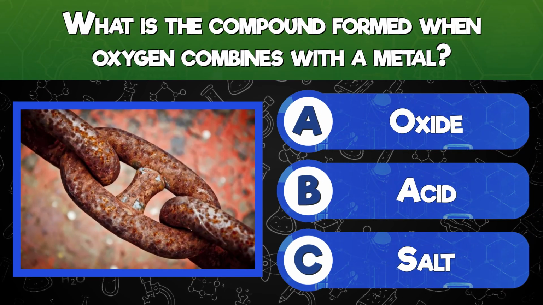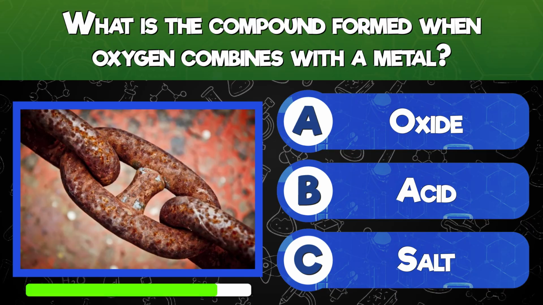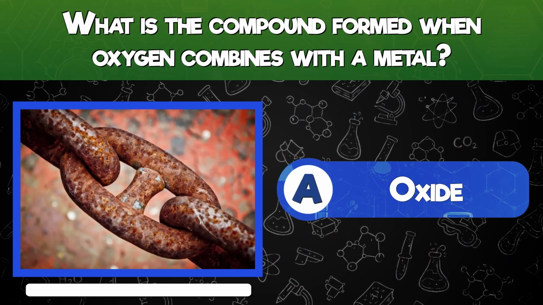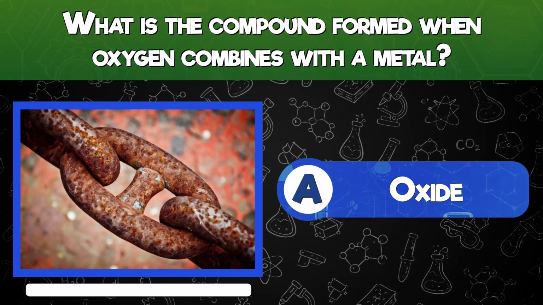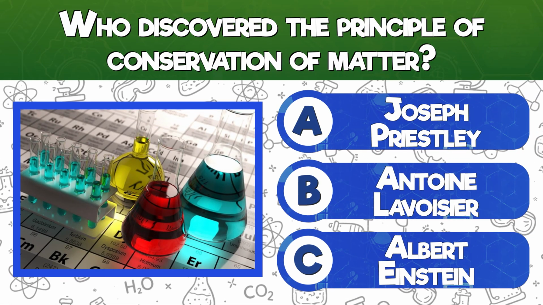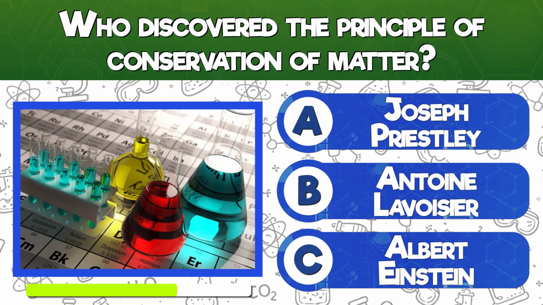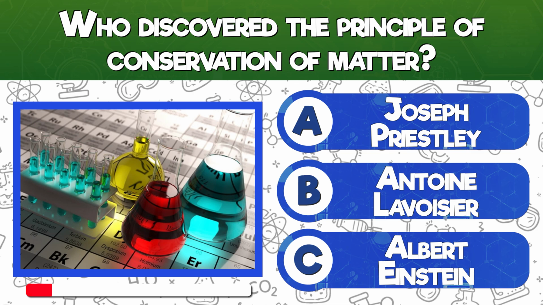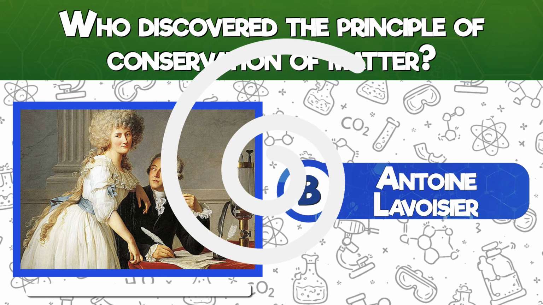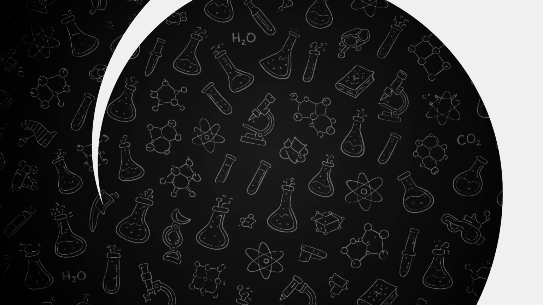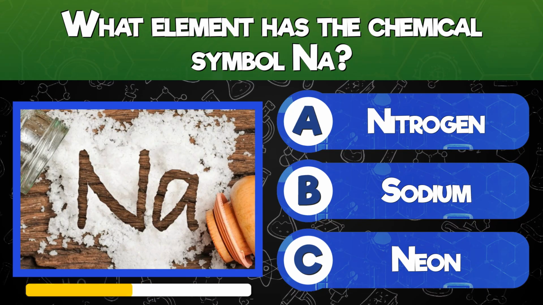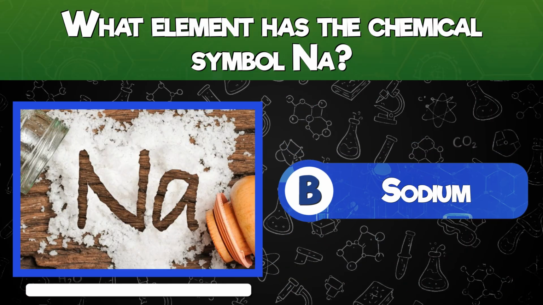What is the compound formed when oxygen combines with a metal? An oxide. Who discovered the principle of conservation of matter? Antoine Lavoisier. What element has the chemical symbol Na? Sodium.